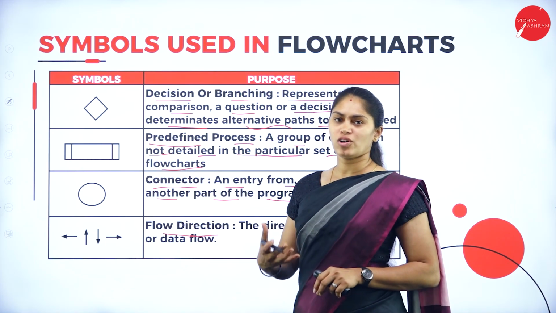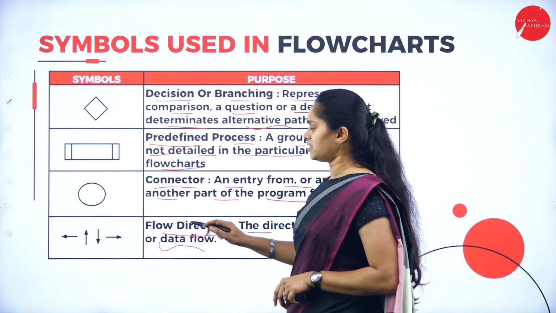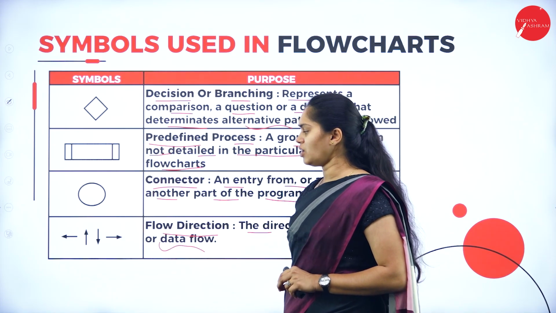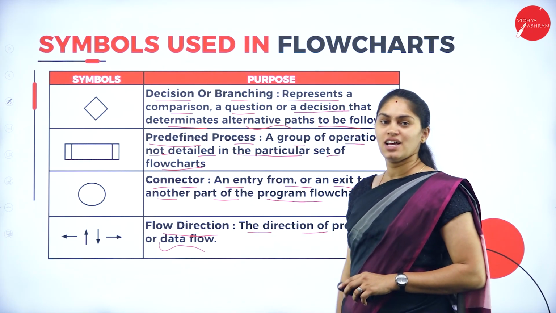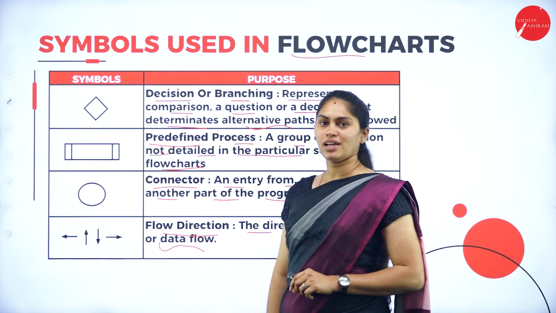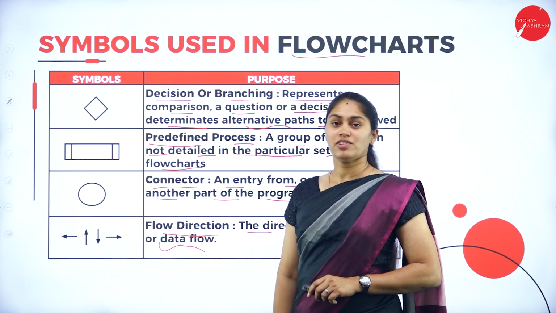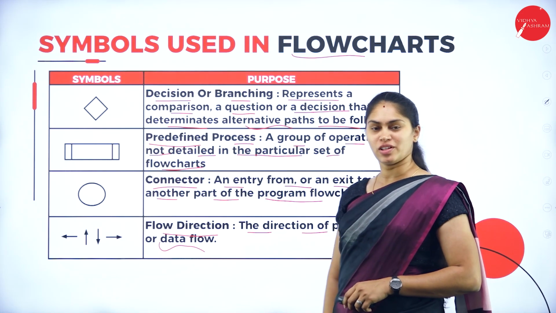And then we have a flow direction to showcase the direction of processing or data flow. Then we have to use these flow direction symbols. By making use of all these symbols, we can get the benefit of the flowchart, which is a diagrammatic or pictorial representation of a solution to a given problem. We'll see an example with respect to the flowchart now.